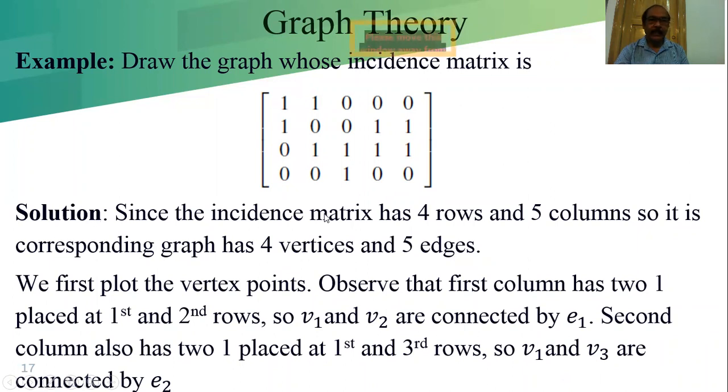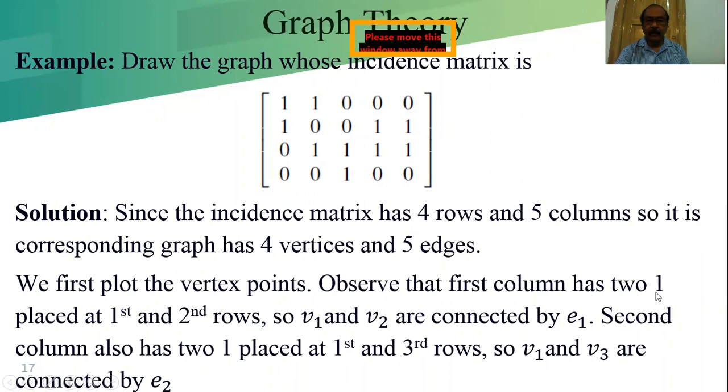Solution. Since the incidence matrix has 4 rows and 5 columns, its corresponding graph has 4 vertices and 5 edges. We first plot the vertex points.